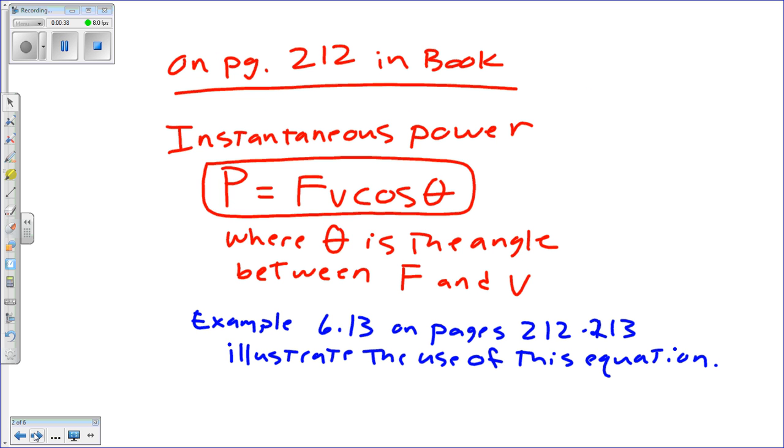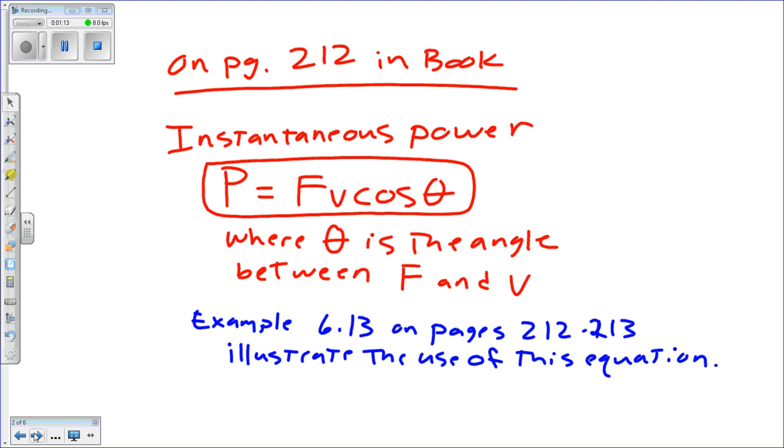There we go. On page 212 in your textbook, there is an equation for instantaneous power. This equation is also found on your AP equation sheet. This is something you should know. So the instantaneous power is equal to the force applied times the velocity and the cosine of the angle between the force and the velocity. This is a less common form of power. And example 6.13 on pages 212 to 213 illustrates the use of this equation.